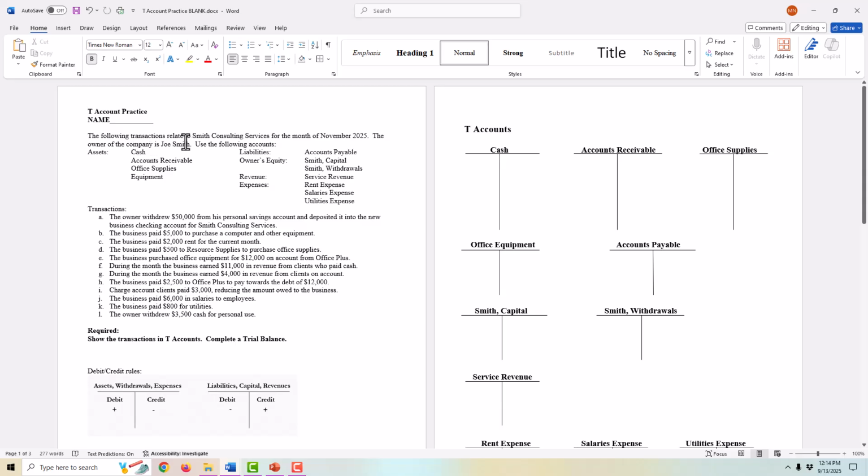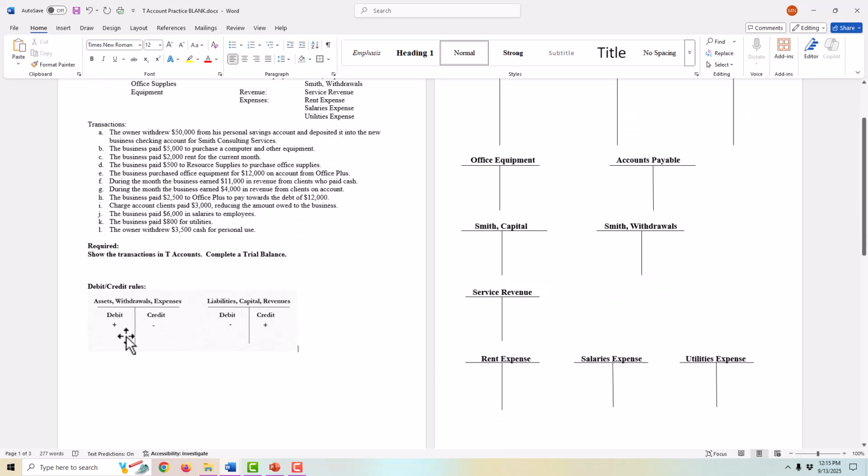Okay, so in this problem, this is Smith Consulting Services for the month of November 2025. The owner's name is Joe Smith, and these are the accounts that we're going to use to record transactions in. And this is organized by account type so that you can easily see what account type each account is. And then here are the transactions that I'm going to go through.